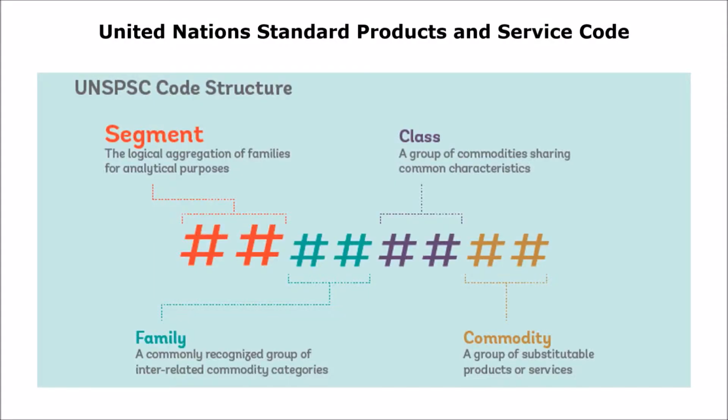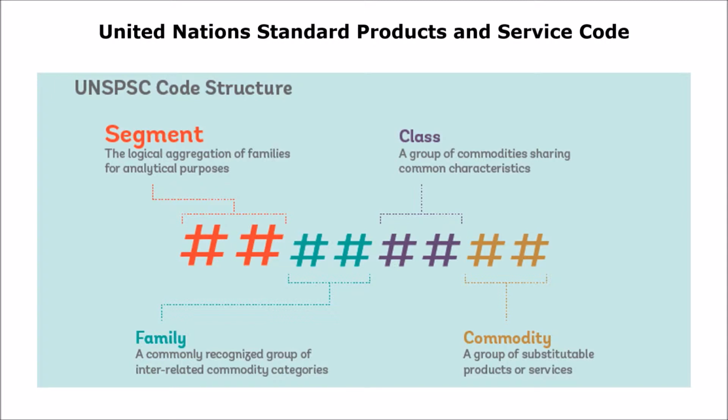Now you have to select the UNSPSC code for the activity. The UNSPSC stands for the United Nations Standard Products and Service Code. It is an open standard taxonomy system of products and services. UNSPSC codes are designed in a hierarchical 4-level tree structure, including segment, family, class, and commodity.